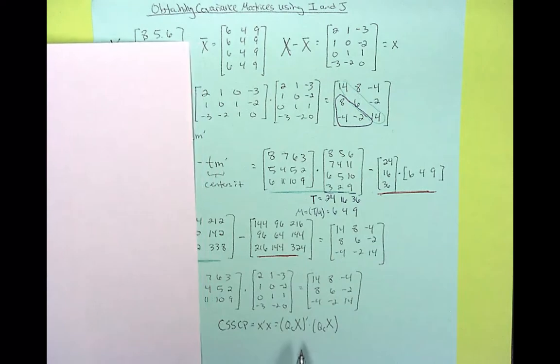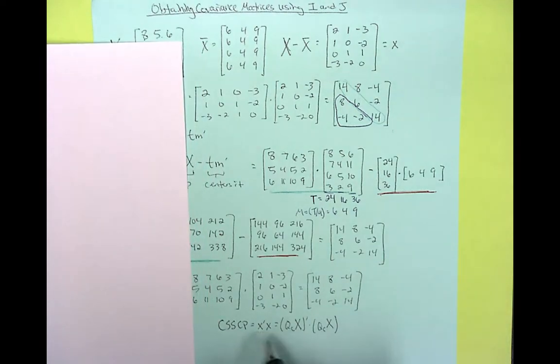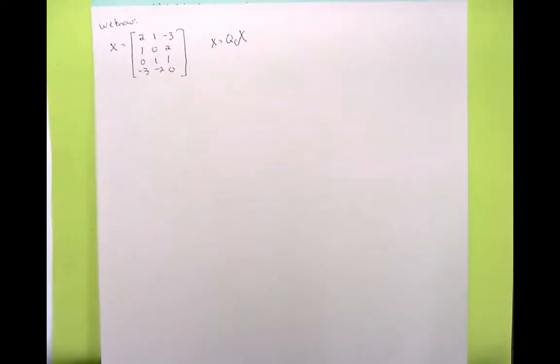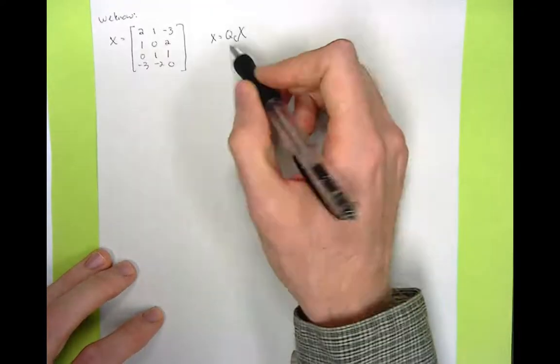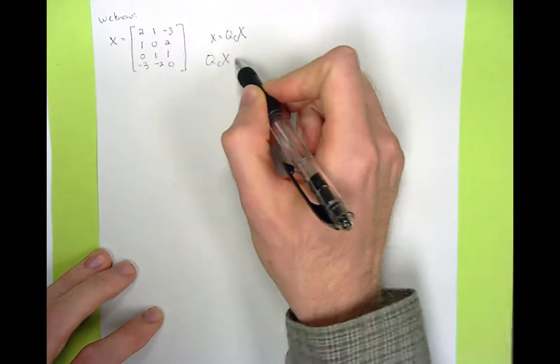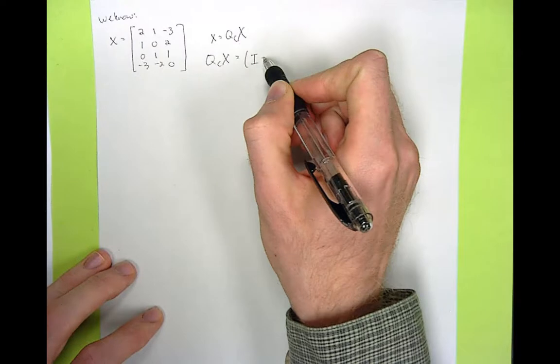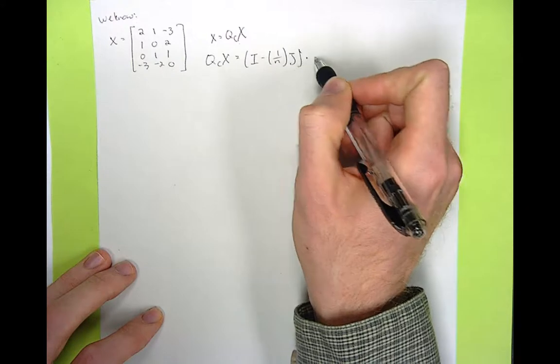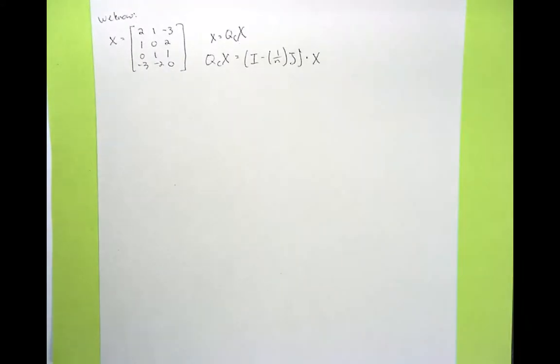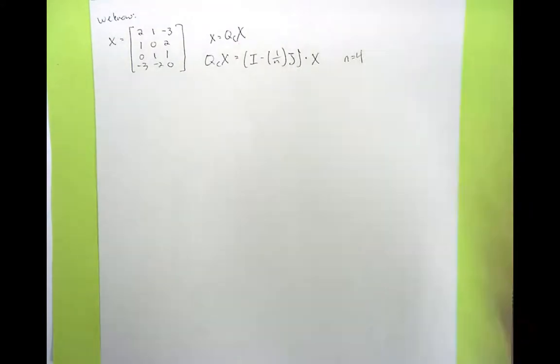Let me go back here, okay? So we're trying to figure out, does this x really equal the centering matrix times the raw data? So we know that the centering matrix times the raw data is the identity minus 1 over n times j, times x. And that's what we got from the previous videos. So in this case, we know that n equals 4. That's the number of observations that we have.